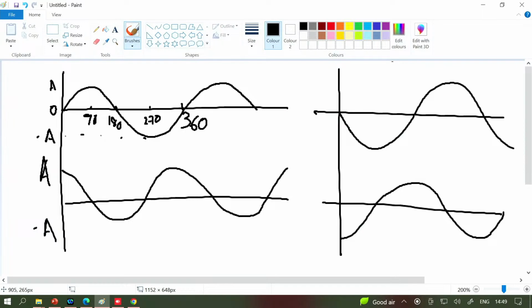Think again. Everyone is saying it's starting from 0, but then take a look at this. Look at the trough and the crest. The trough and the crest are important. Someone is saying 90 for this. Think again.